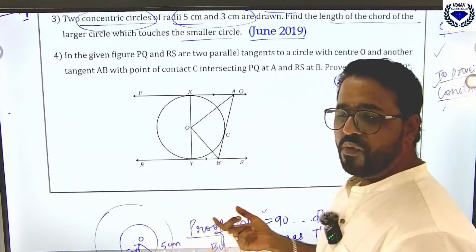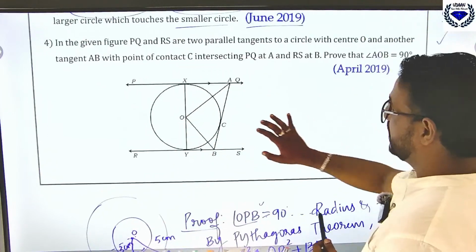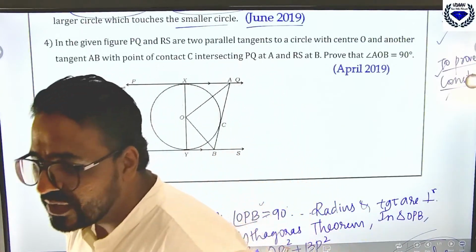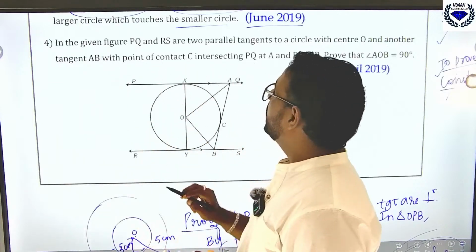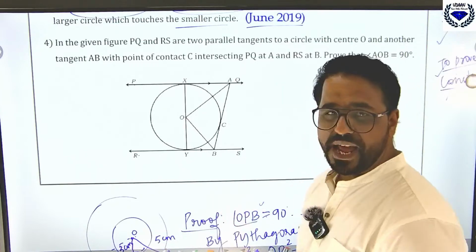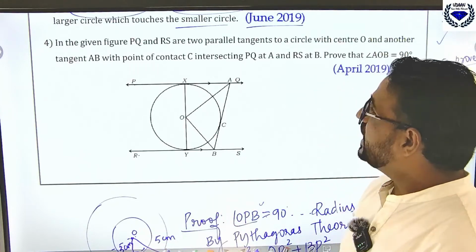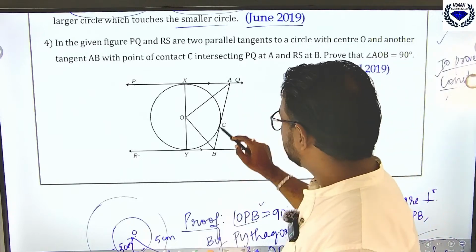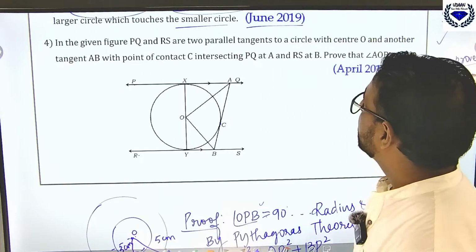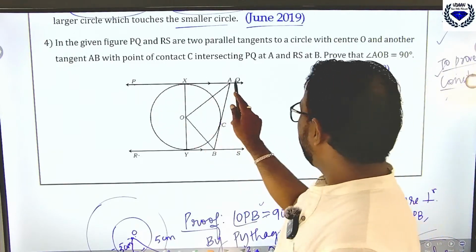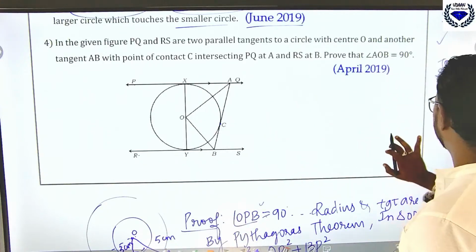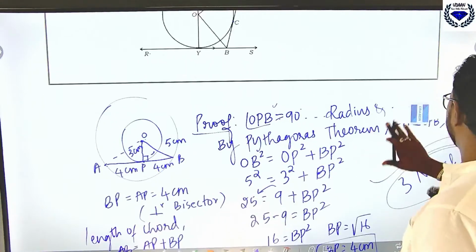Coming to the next one, that is the last question of our discussion today. In the given figure, PQ and RS are two parallel tangents with center O, and there is one more tangent AB with point of contact C, intersecting PQ at A and RS at B. Prove that... I'll just write it here.